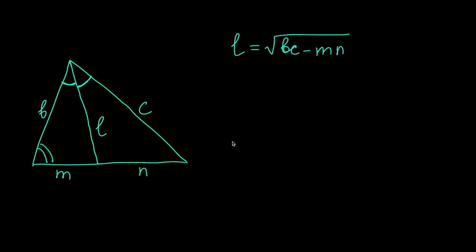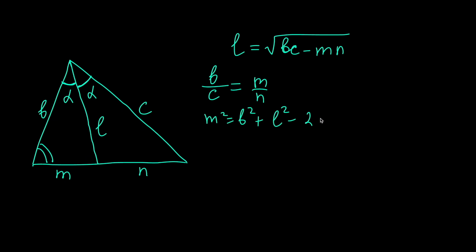We're going to be using the cosine rule and the bisector theorem. Let me remind you that the angle bisector of a triangle divides the opposite side into two parts that are proportional to the other two sides of a triangle. So for our situation, we can state that B over C equals M over N. Now let's name these angles alpha and let's write down the cosine rule for each of these two triangles. We're going to have M squared equals B squared plus L squared minus 2 times B times L times cosine of alpha, and something similar for the second triangle.